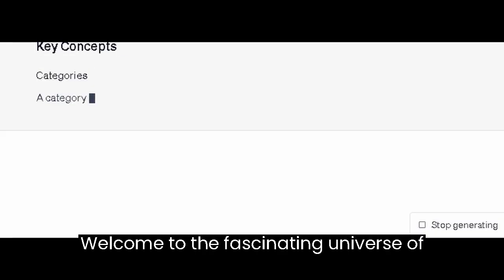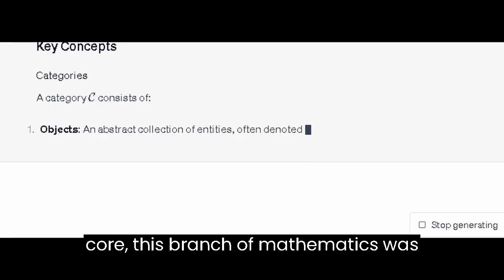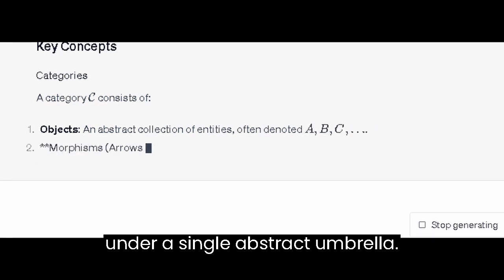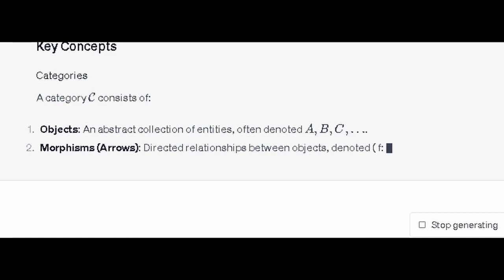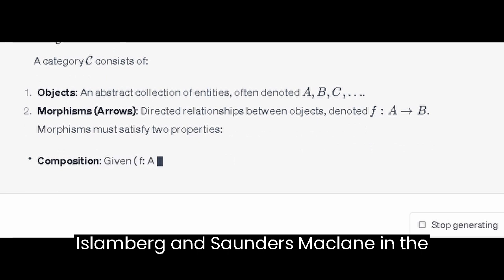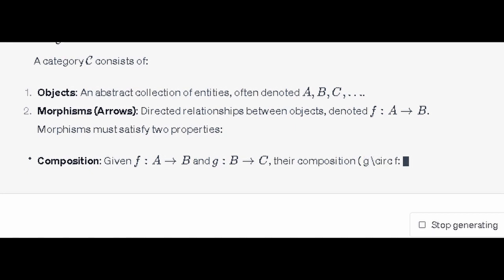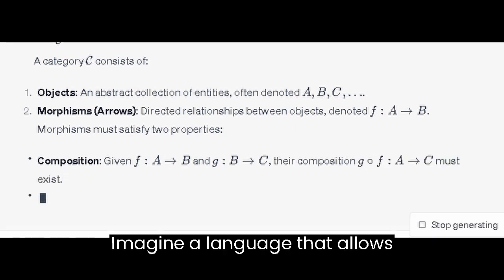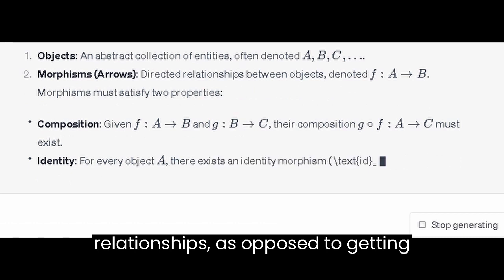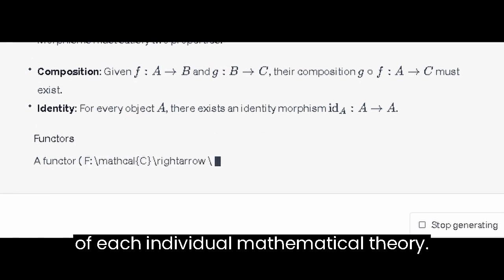Welcome to the fascinating universe of category theory. At its core, this branch of mathematics was designed to decode the DNA of mathematical structures, unifying them under a single, abstract umbrella. It was first pioneered by Samuel Eilenberg and Saunders Mac Lane in the early 1940s as an outgrowth of their attempts to formalize homology theory. Imagine a language that allows mathematicians to converse in the abstract tongue of structures and relationships, as opposed to getting bogged down by the nitty-gritty details of each individual mathematical theory.